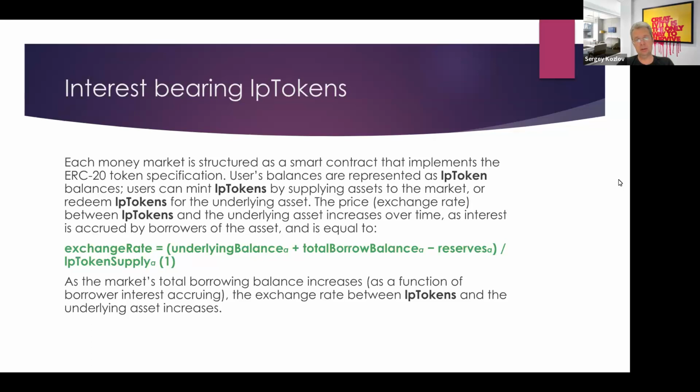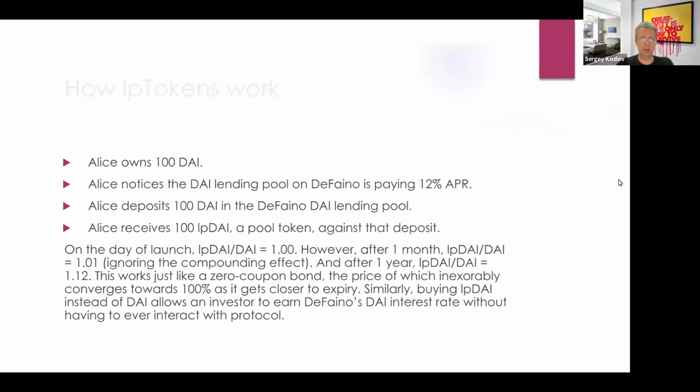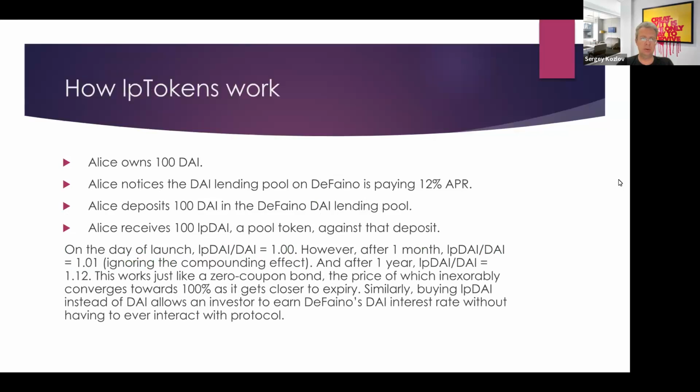And what is the idea behind that? The idea is that in time, the price of this LP DAI increases with the interest rate of the protocol, which provides you the yield. So taking it as an example, we have 100 DAI. We see that, for example, Definer provides us 12% APR.